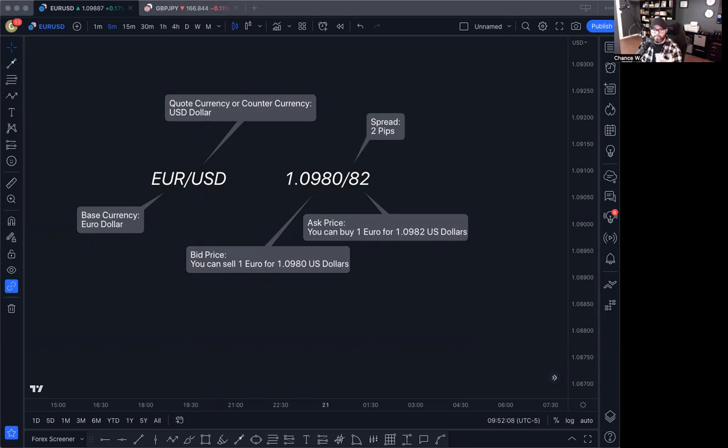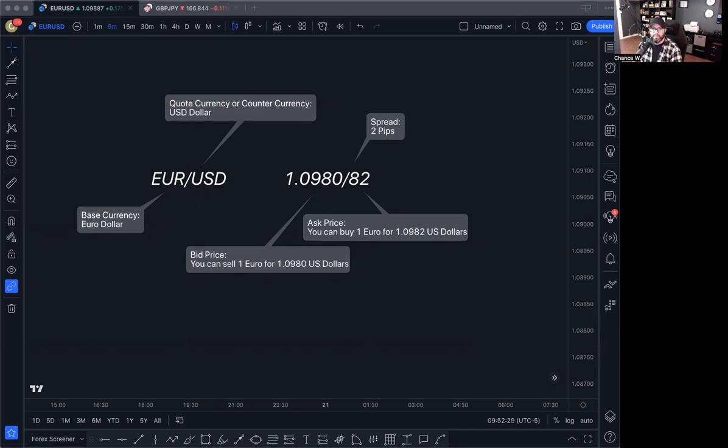If we were to enter a market and buy a position in EU, we're actually buying the euro dollar while simultaneously selling the US dollar. Likewise, if we're in a sell position with EU, then we are selling the euro dollar and buying the US dollar.